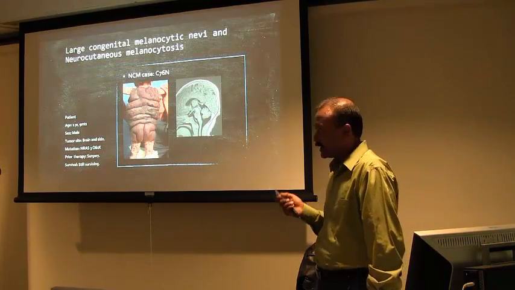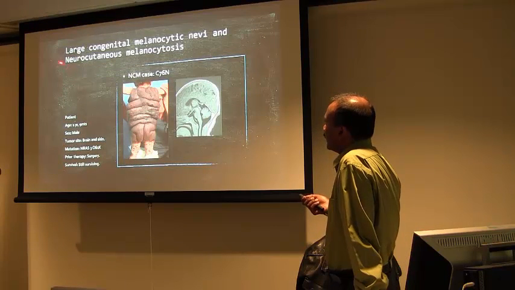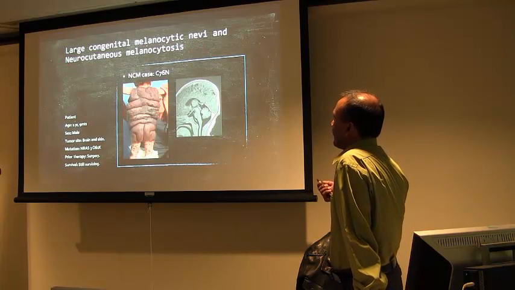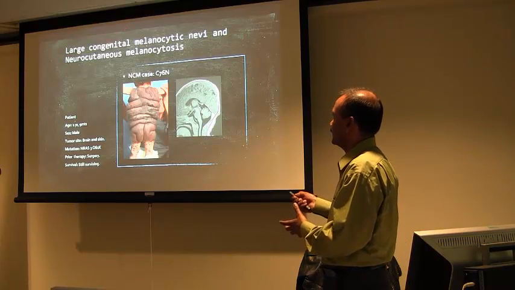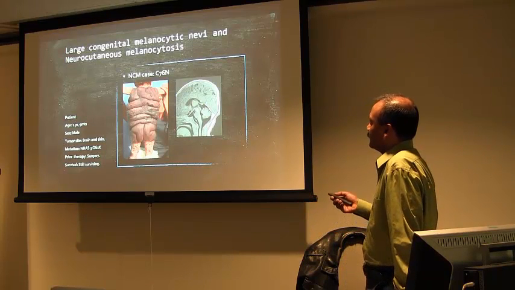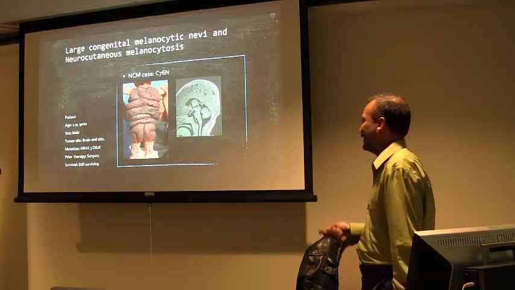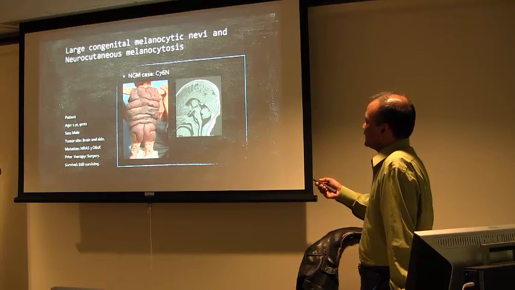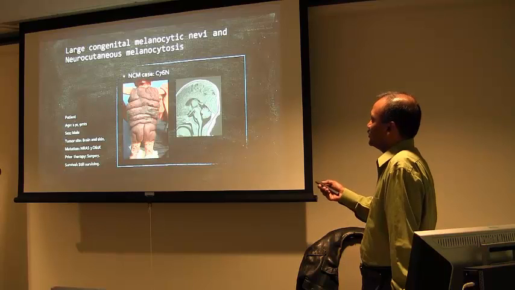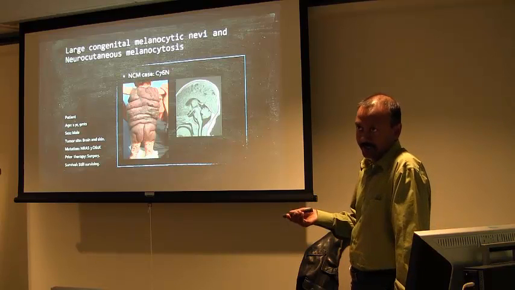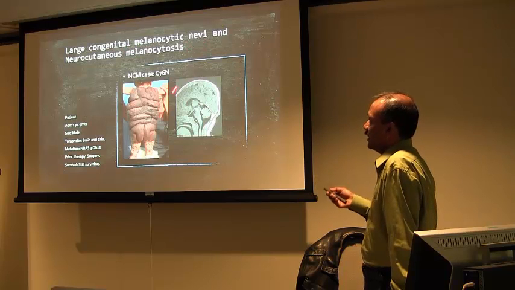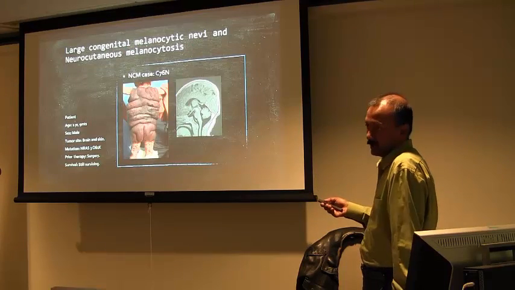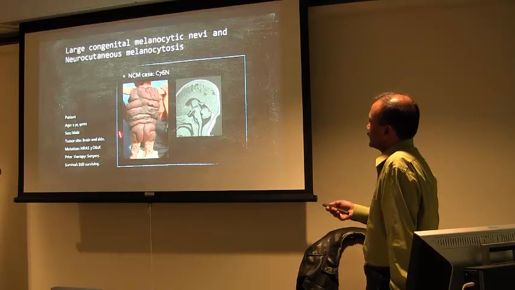So we work on this kind of disease. This is called large congenital melanocytic nevi, and another part of it is neurocutaneous melanocytosis. Now, this is a complicated name, I know. This little baby was born with this huge burden of a tumor. This tumor is benign, actually, not malignant. And they're called large congenital melanocytic nevi. Melanocytic because this is a pigment cell tumor. And this is called a nevi.